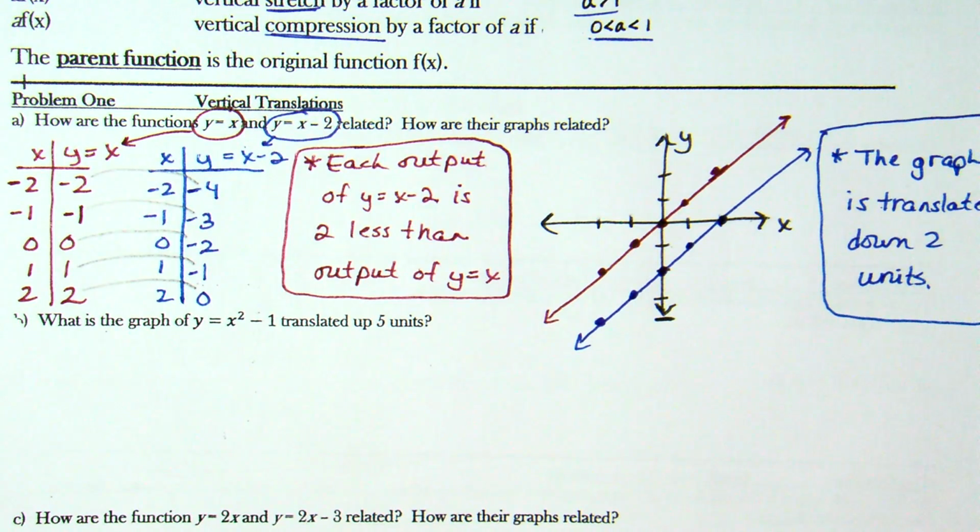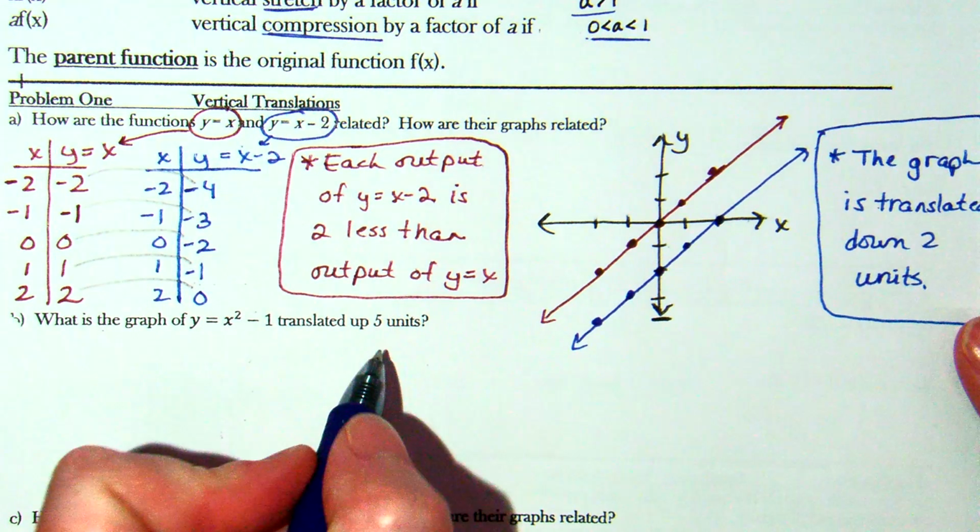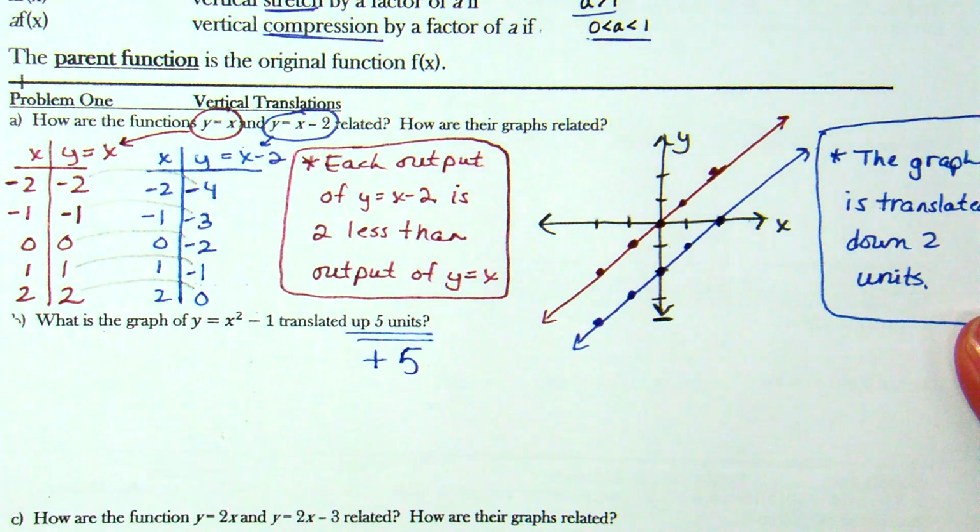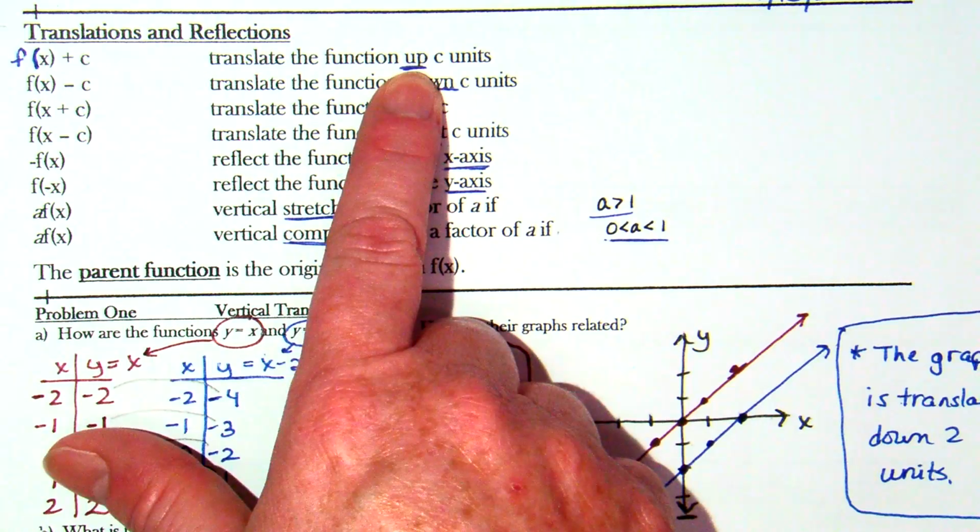So, okay. What is the graph of y equals x squared minus 1 translated up 5 units? How do we translate something up 5 units according to our chart? Up 5, yes? According to what it says up there, we're going to add 5. And if you look up there in the chart, let me scoot up for a moment. It just says up C, you just add that number on the end.